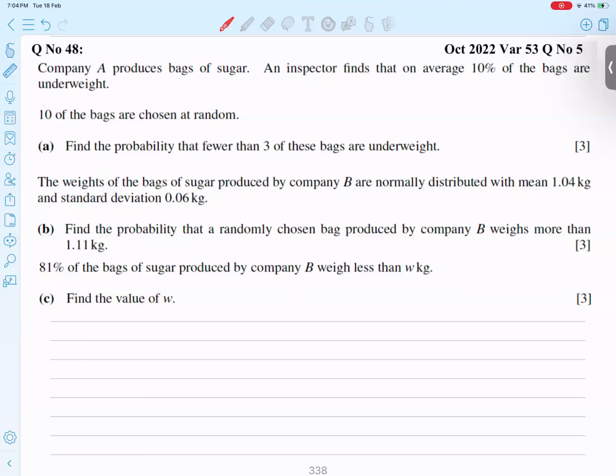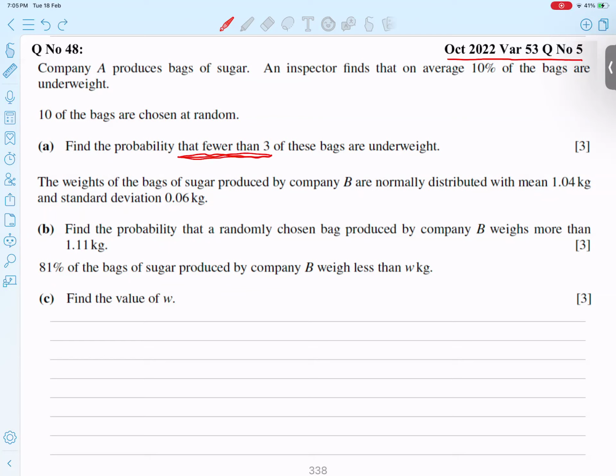Bismillah ar-Rahman ar-Rahim. This is October 2022 53 variant question number 5. And the topic is a combination; the first part we can see is a binomial expansion. Okay, you can guess from here.